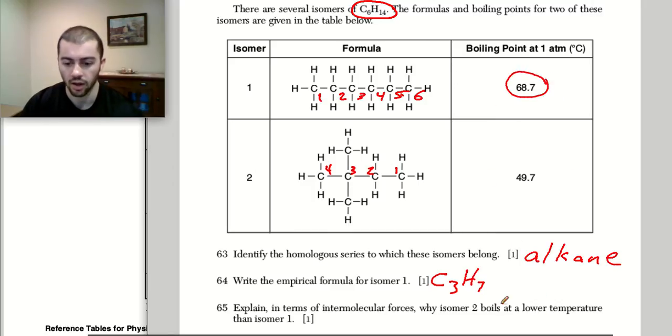So if you want to reframe this in terms of question 65, it says, why does isomer 2 have a lower boiling point? That's because it has a shorter longest chain of carbon atoms, and would therefore be a smaller molecule and have lower van der Waals or London dispersion forces. So those lower intermolecular forces would give it a lower boiling point.